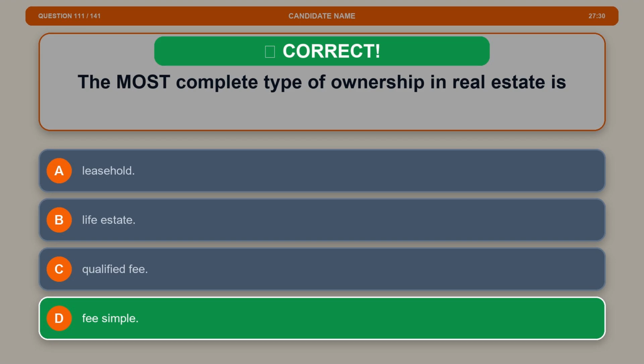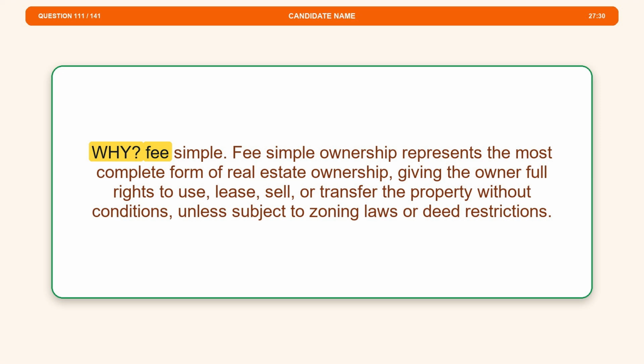The correct answer is option D. Fee simple. Fee simple ownership represents the most complete form of real estate ownership, giving the owner full rights to use, lease, sell, or transfer the property without conditions unless subject to zoning laws or deed restrictions.